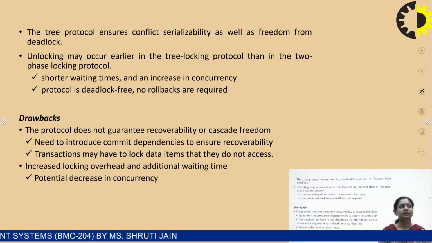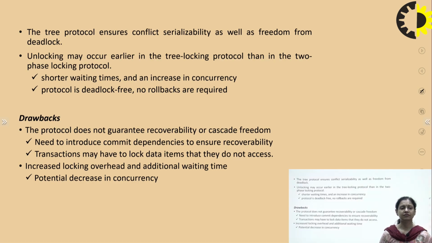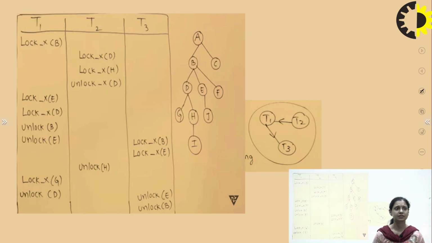Another drawback is that transactions may have to lock data items that they do not access. This increases locking overhead and adds additional waiting time, because every time the locking is to be done, this leads to a potential decrease in concurrency. So let's take an example.